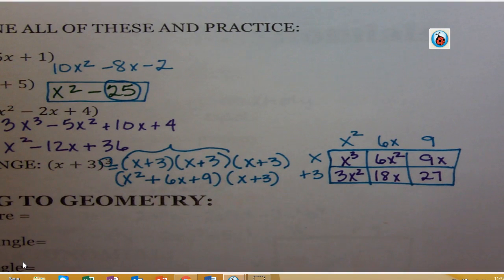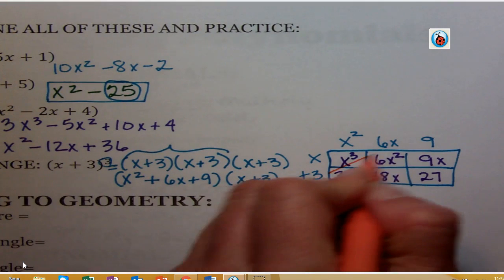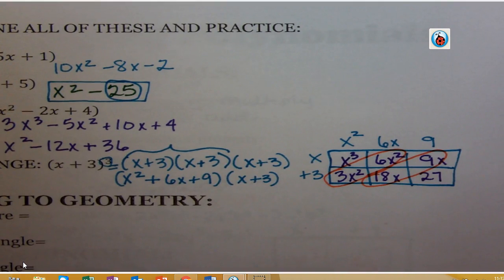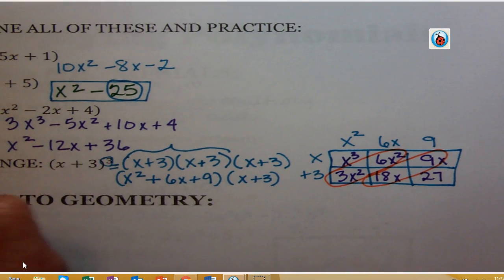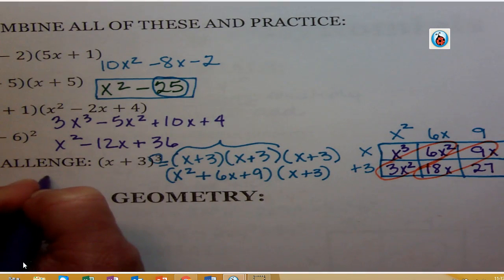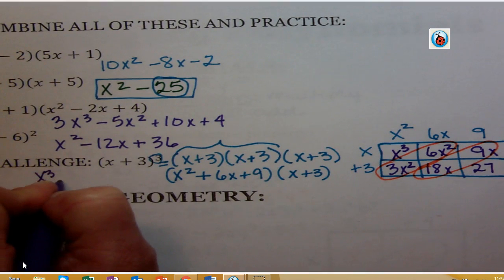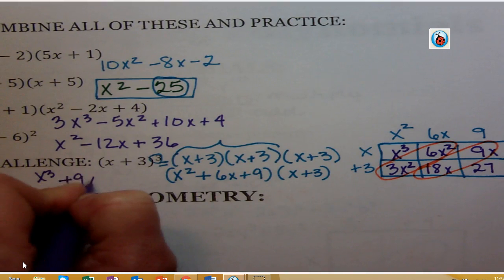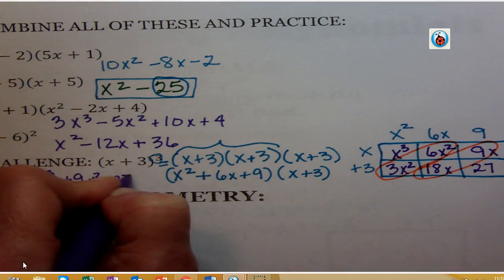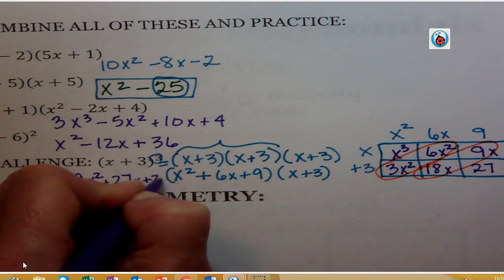So then when I combine my like terms, my answer will be x cubed plus 9x squared plus 27x plus 27.